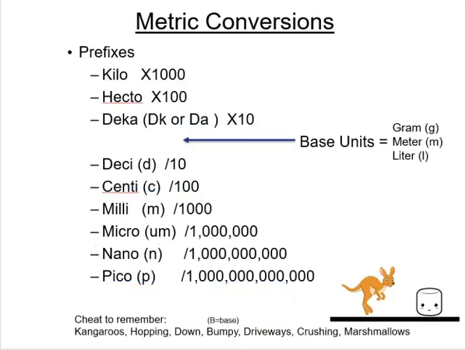Here are our prefixes for our metric conversions, and we have a trick to help us remember these. The saying is kangaroos hop down bumpy driveways crushing marshmallows. Each letter of this little saying starts with the first letter of our prefix. So the kangaroos corresponds with kilo, the hopping corresponds with hecto, and so on. But something to remember: all these prefixes can go in front of our base units, our grams, meters, and liters.